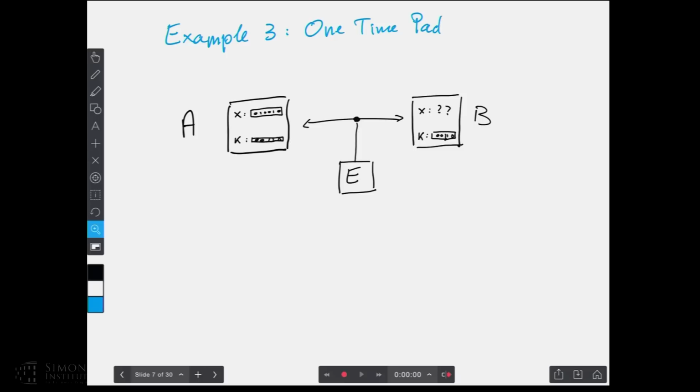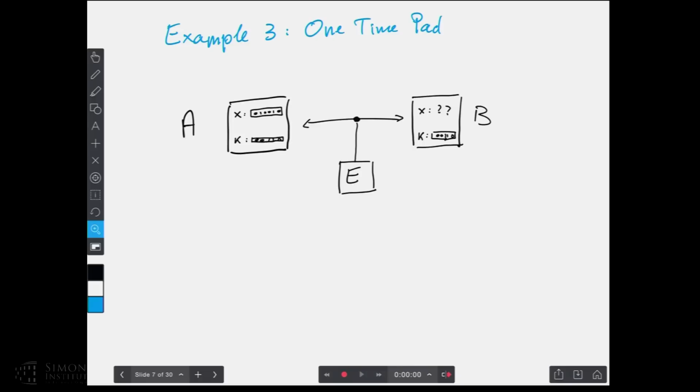Let me give one more example. This is also by Shannon. It's a little different in flavor, but we will see how all those things are connected. So Shannon also considered, once he had this notion of information defined, he wanted to ask the following question.